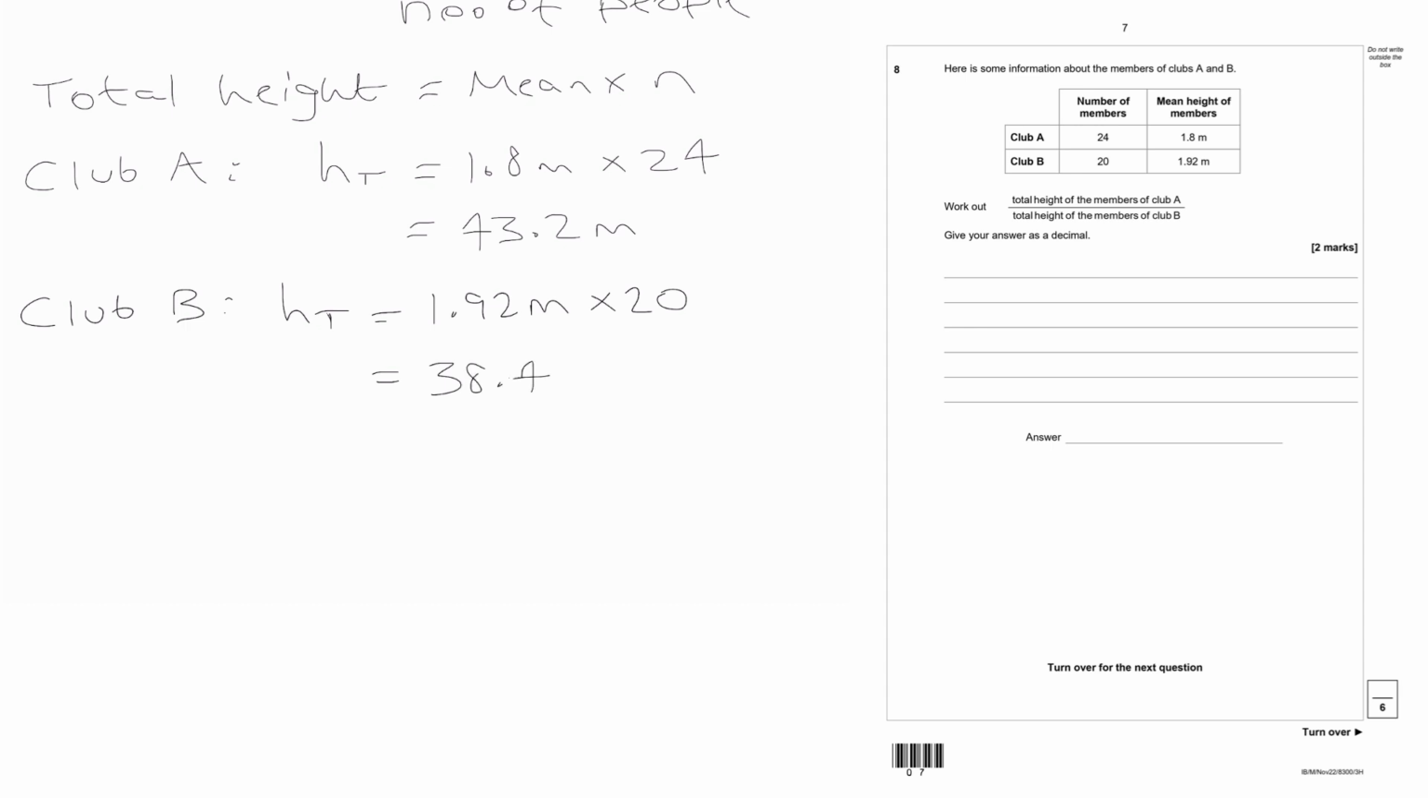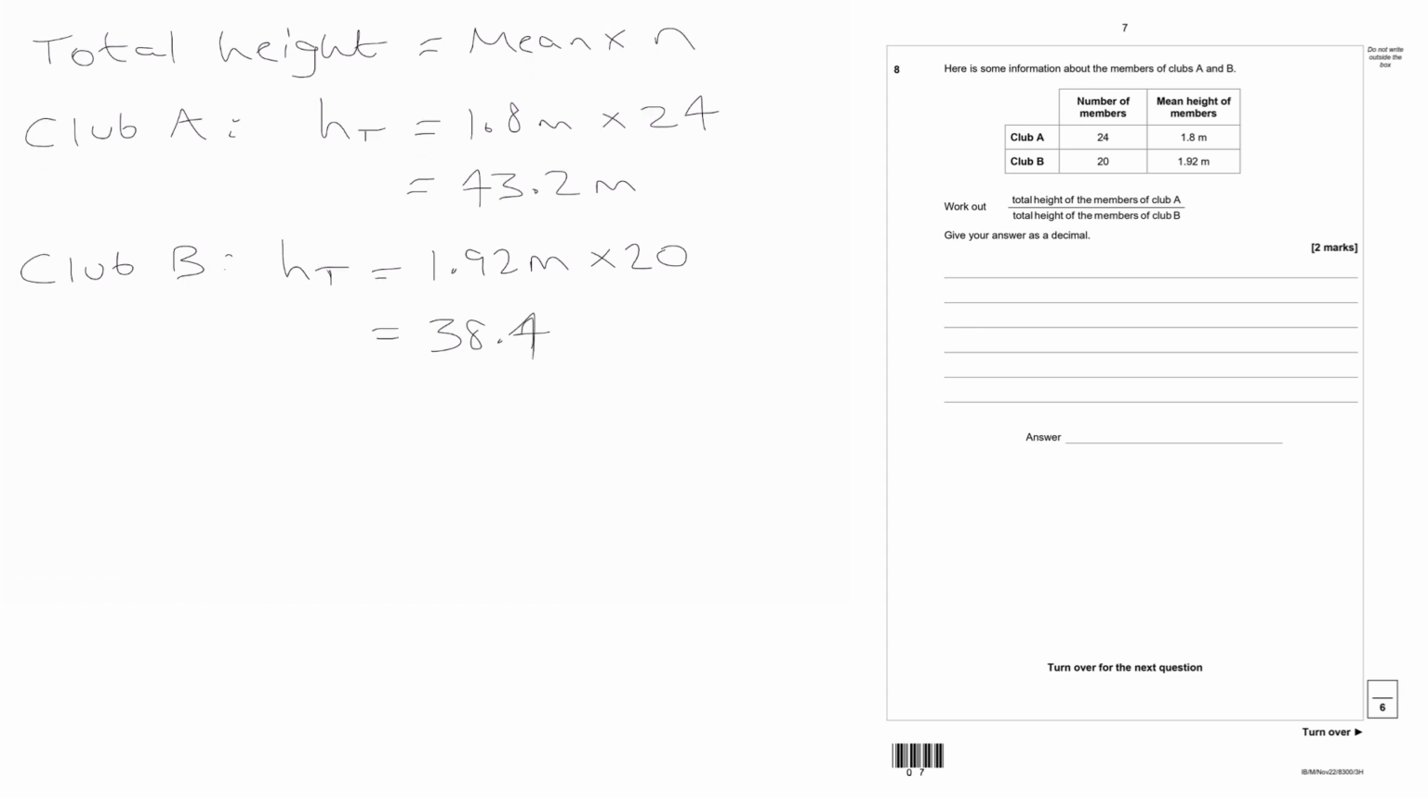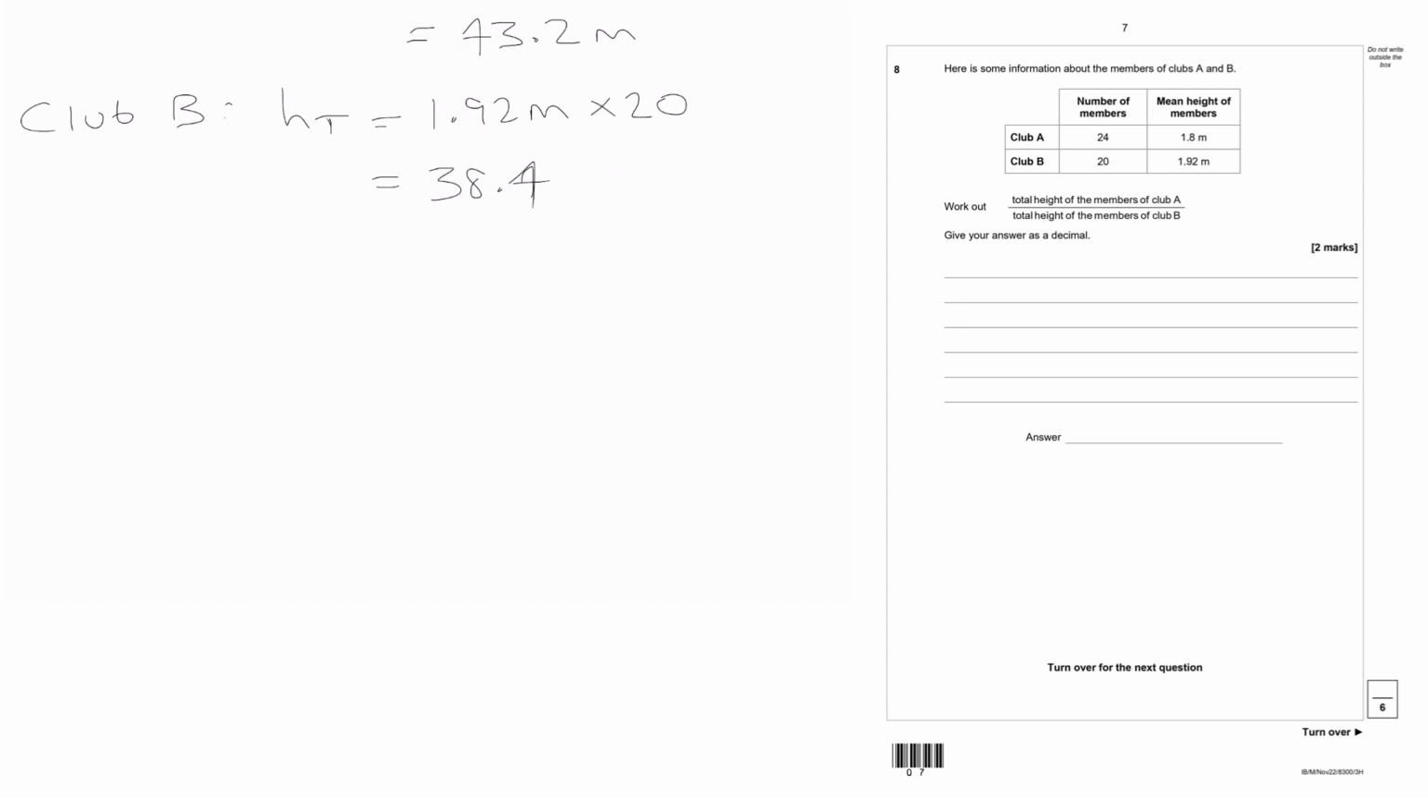So then the ratio between them, the ratio of club A to club B, is going to be 43.2 over 38.4. And we could include the units, but they're just going to cancel out. And this gives us a value of 1.125.